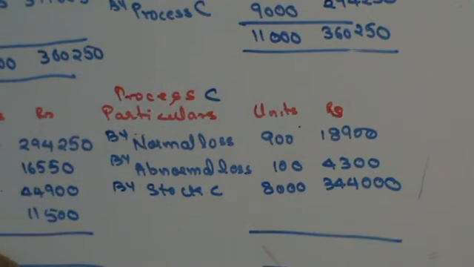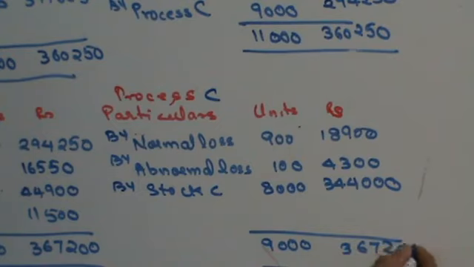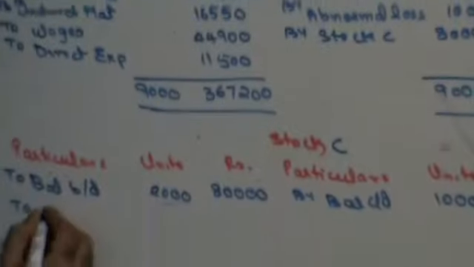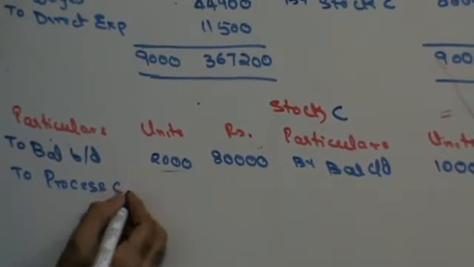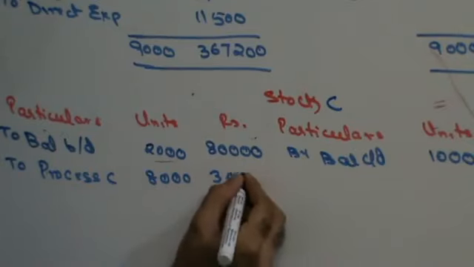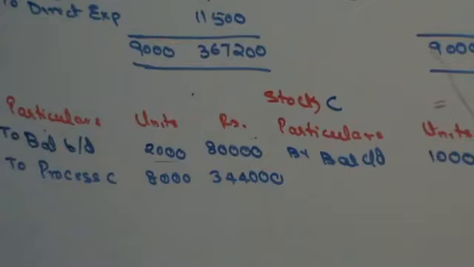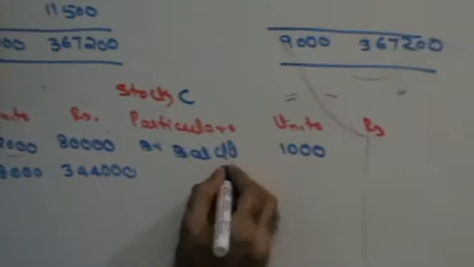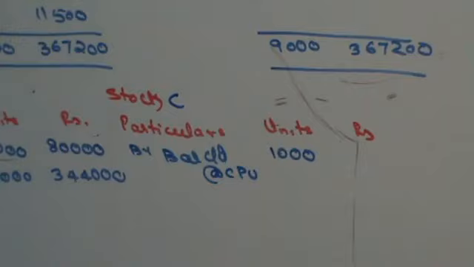So this is going to be 9,000, and when you add this, this is 3,67,200. Bring this down here. This is going to be to process C, 8,000 and 3,44,000. Closing stock is given to you, but the amount of closing stock is not given. This is always at the rate of CPU. CPU for process 3 is 43 rupees.